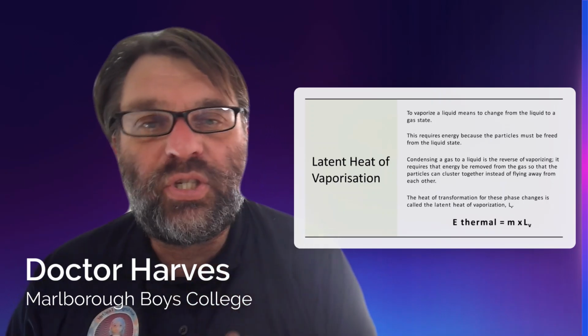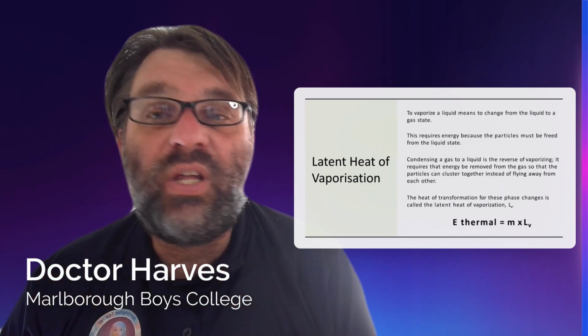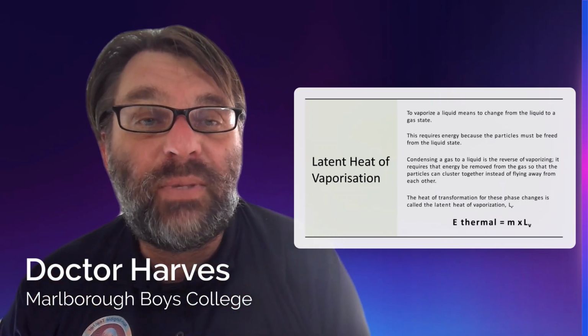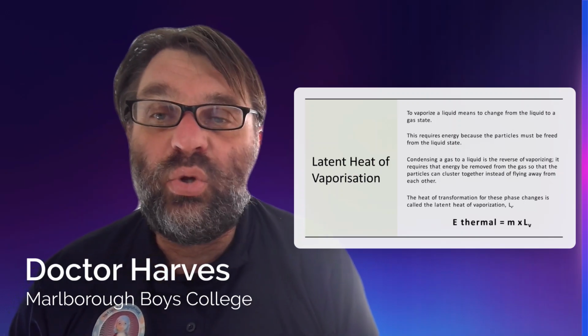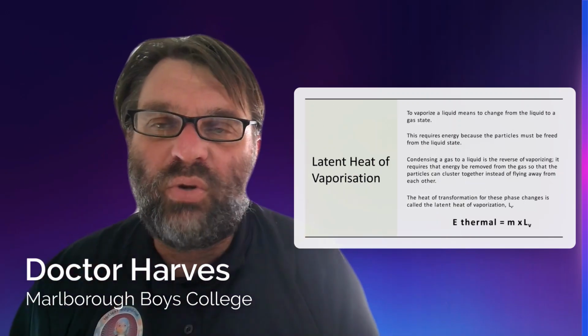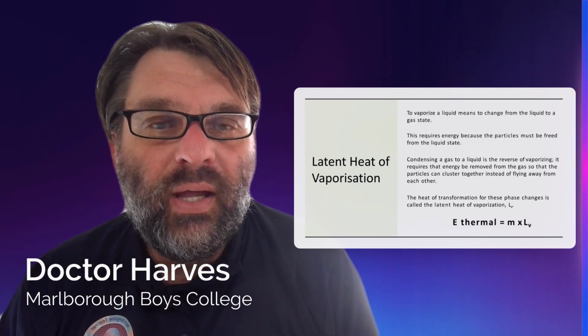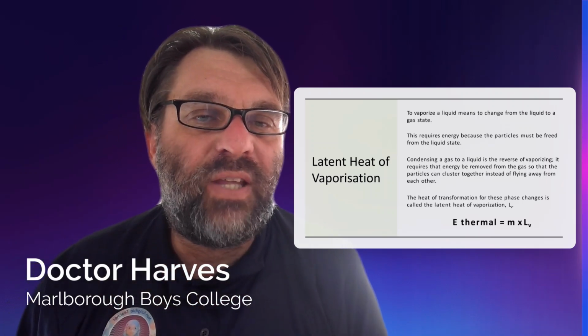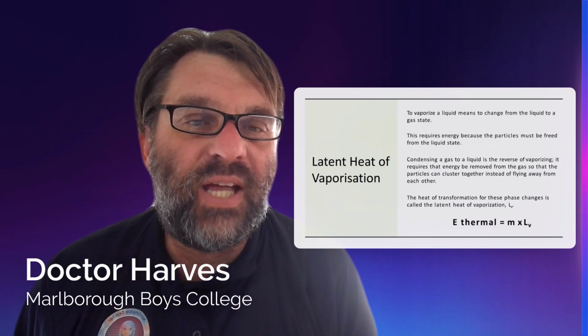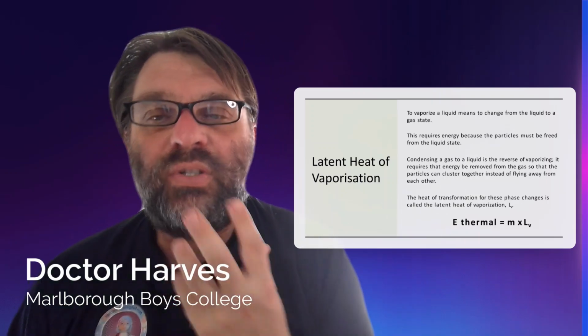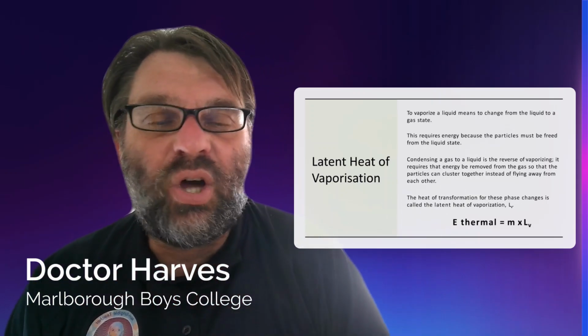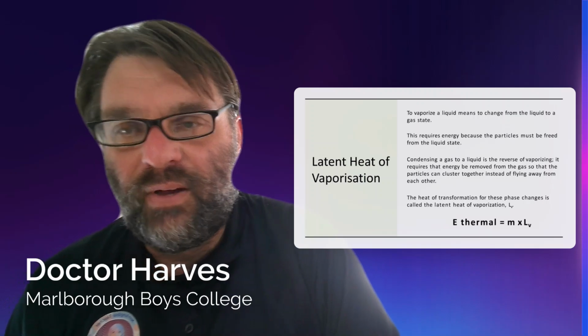And conversely, going the opposite direction, condensing a gas into a liquid is the reverse of it. It means that heat has to be removed from the gas in order for the particles to all go together and cluster together and form those interparticle bonds. And the heat of transformation for these phases is known as the heat of vaporization, or latent heat of vaporization. So it's E thermal equals mass again times, this time, the latent heat of vaporization.